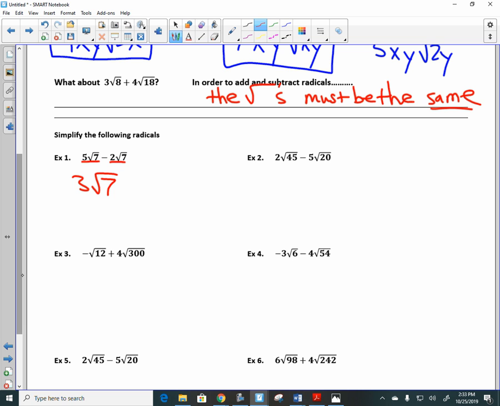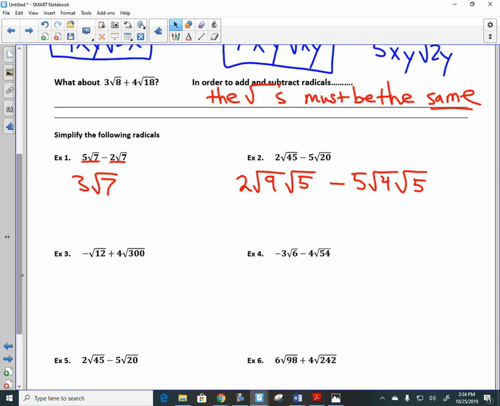Okay? So, example 2 is different because the square root of 45 and the square root of 20 are not the same. So let's simplify them first. What's the perfect square that divides evenly into 45? So I have 9 times 5. Great. Minus 5 times, what's the perfect square that divides evenly into 20? 4, and I have 5.